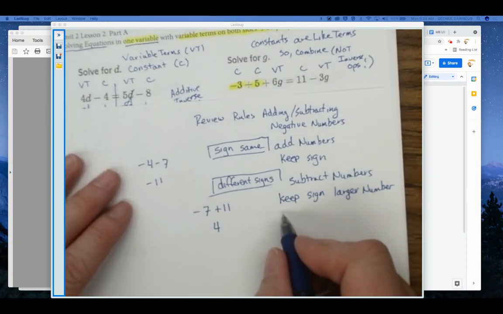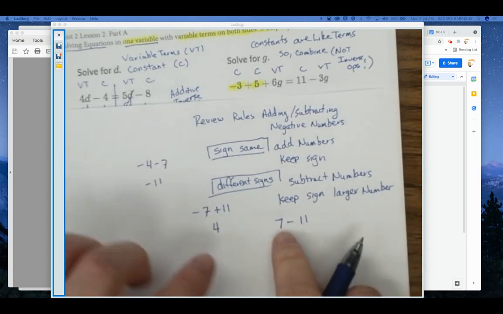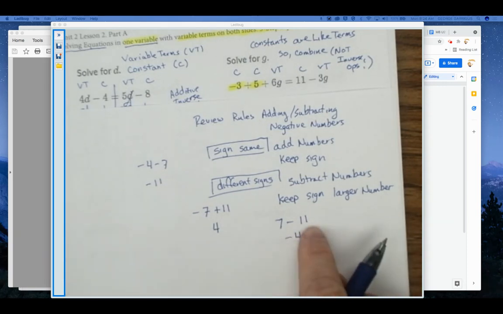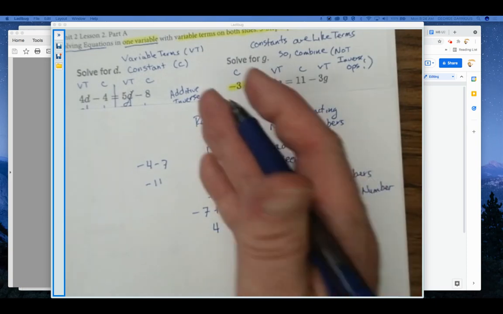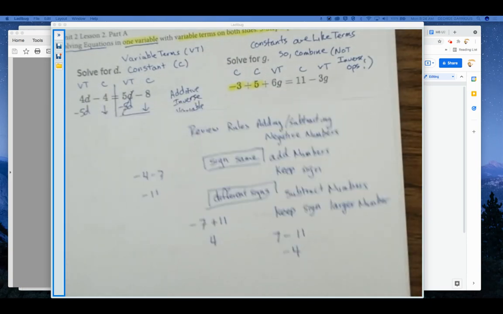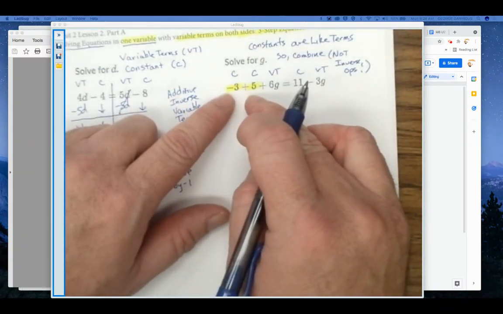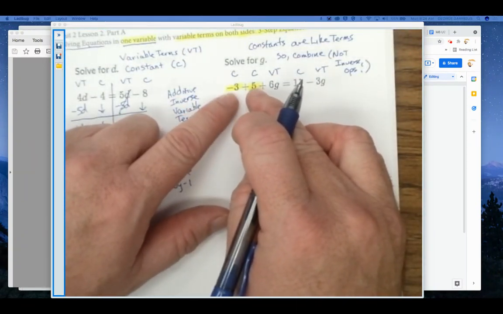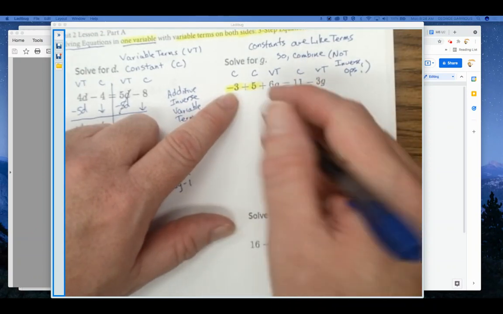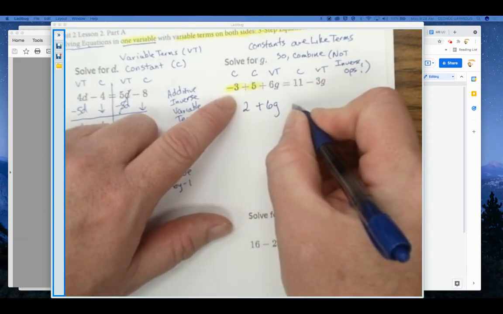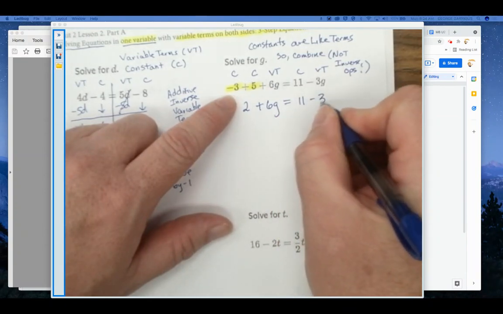Let's imagine I had 7 minus 11. This time I'm subtracting the numbers, and the larger number is negative 11, so this answer is negative 4. So those are your rules. Feel free to screen capture it or write them down. So here we have -3 plus 5. Subtract the numbers, it would be 2. The larger number is positive, so this is +2 plus 6g equals 11 minus 3g.